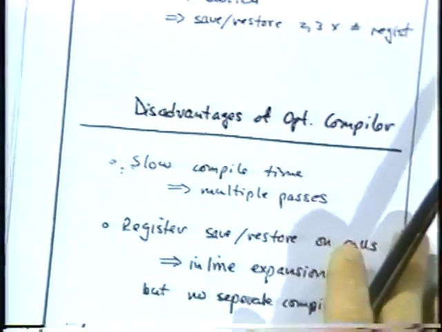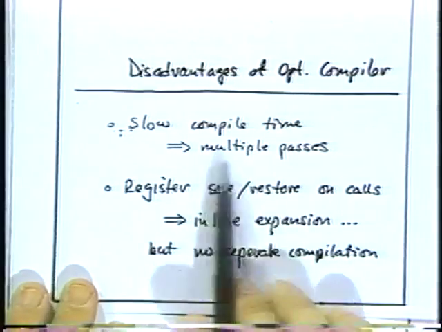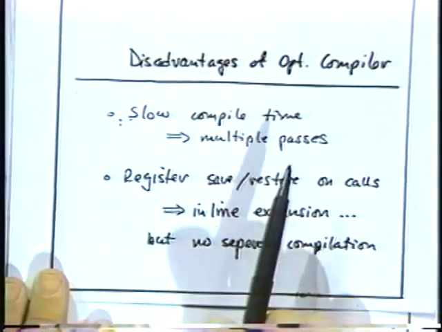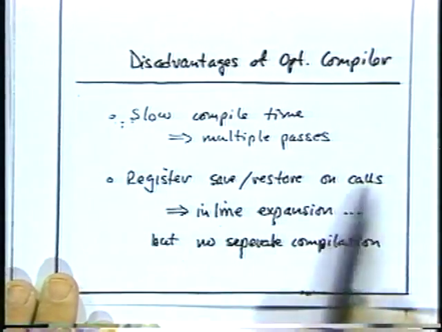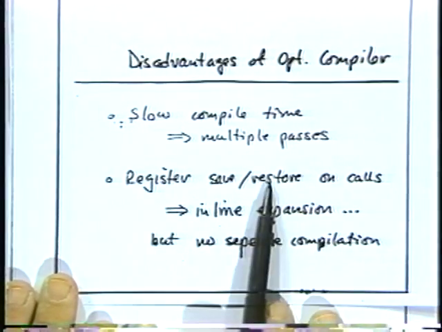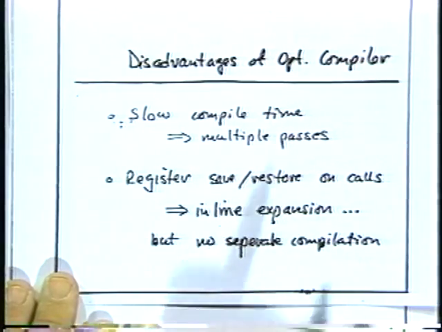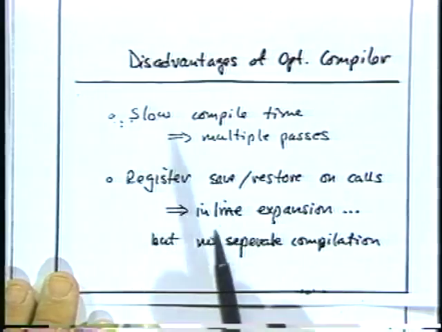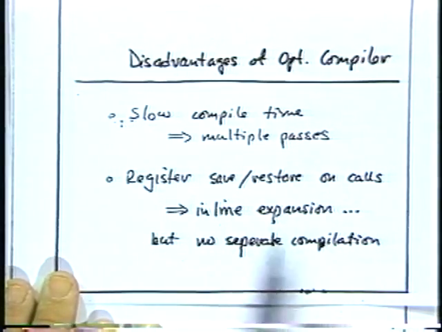The only disadvantage of the optimizing compiler is it can make compile time slower, and that it can take multiple passes. And one of the things they try to do to avoid having to save and restore registers on calls is to inline expand some procedure calls. That is, when they see the call statement, they'll just replace that call by the body of the procedure. When they do this, it precludes separate compilation.